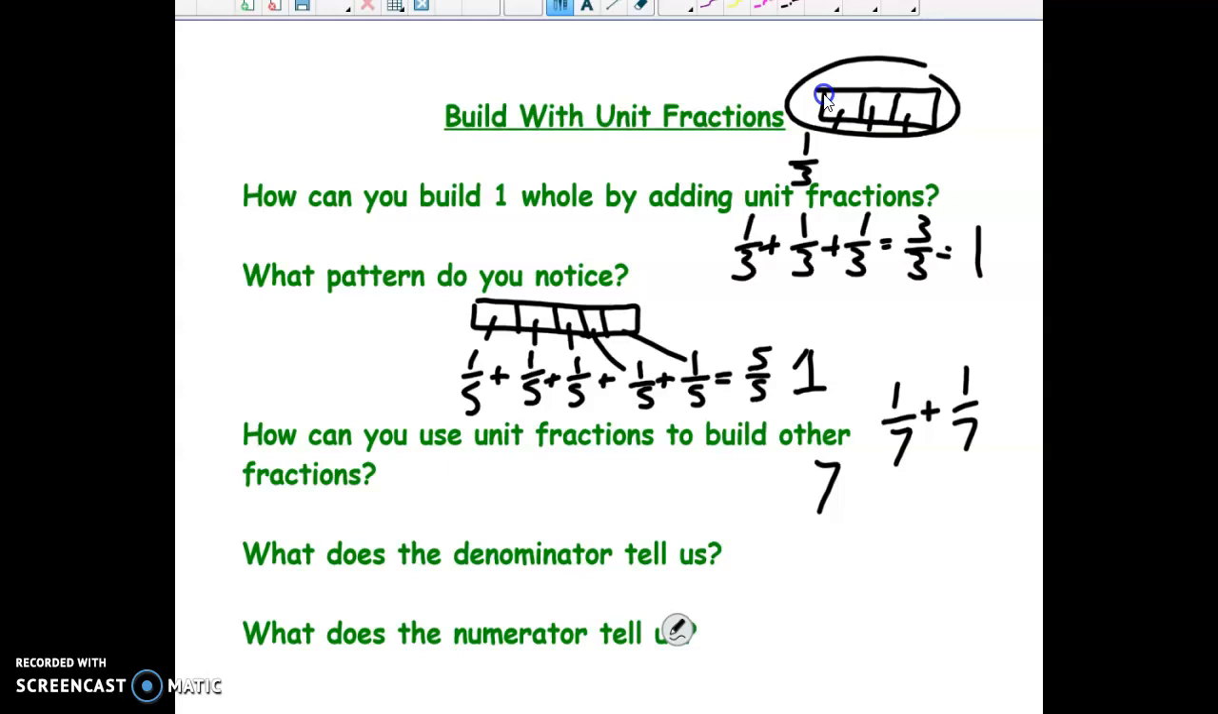What does the denominator tell us? How many pieces the whole is broken into? What does the numerator tell us? How many of those pieces we're talking about?